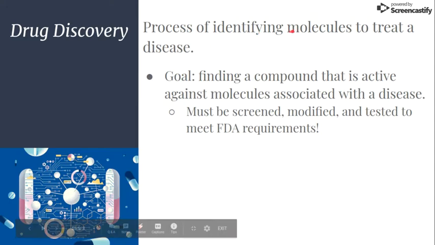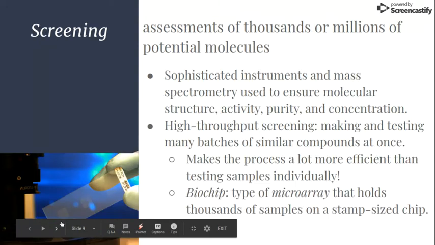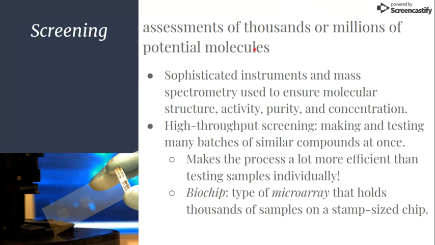Process of identifying molecules to treat a disease. Finding a compound that is active against molecules associated with the disease must be screened, modified, and tested to meet FDA requirements. The screening is an assessment of thousands or millions of potential molecules. Sophisticated instruments and mass spectrometry are used to ensure molecular structure, activity, purity, and concentration.